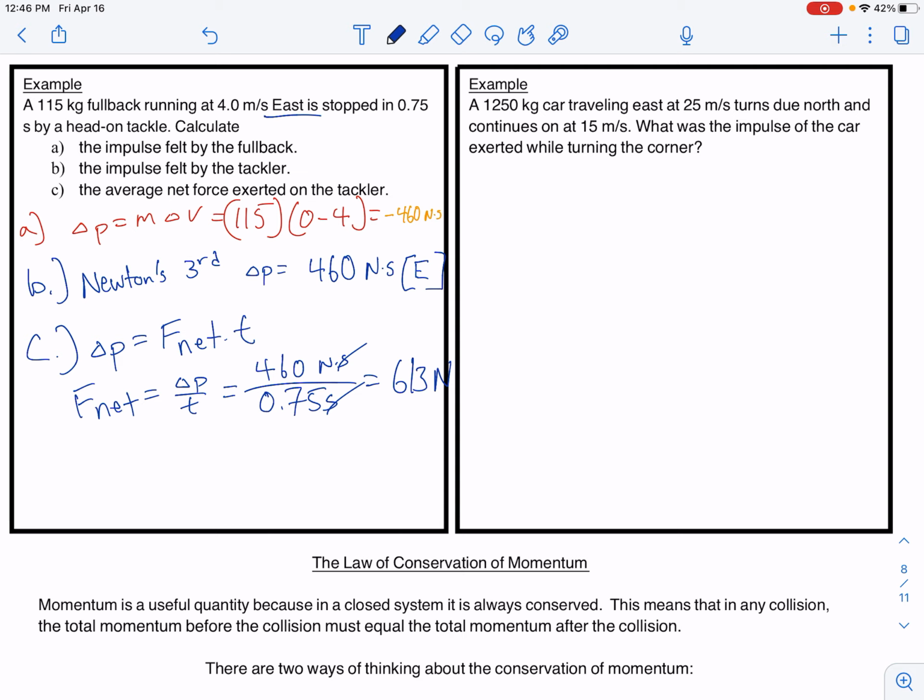We have a 1250 kilogram car traveling east at 25 meters per second, turns north, and continues at 15 meters per second. What was the impulse the car exerted while turning the corner? All right, so a couple things we can do. We can visualize this. So we know our initial is going to be 25 meters per second. Now our final is going to be 15 meters per second. Change of velocity, Vf minus Vi. Once again, we can formulate this out.